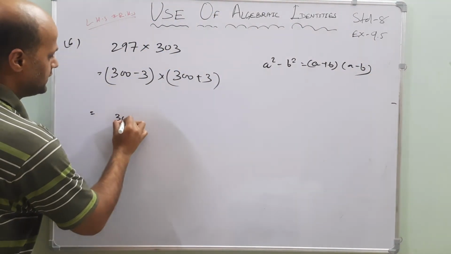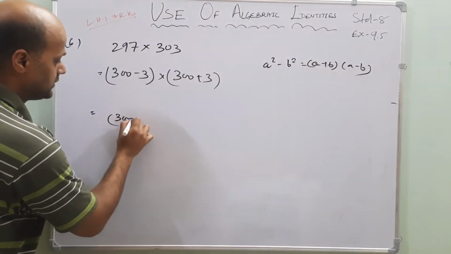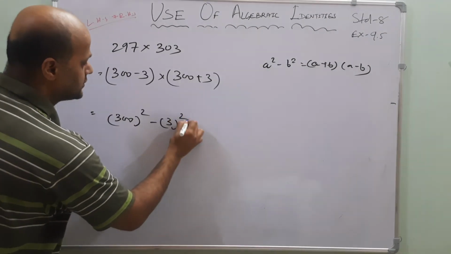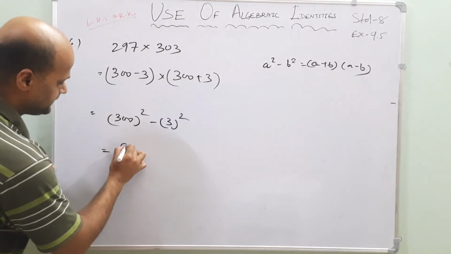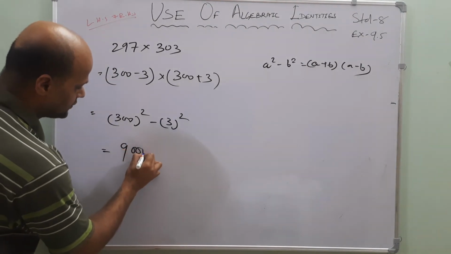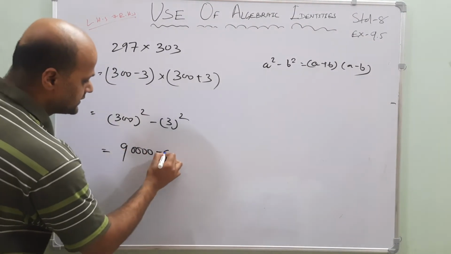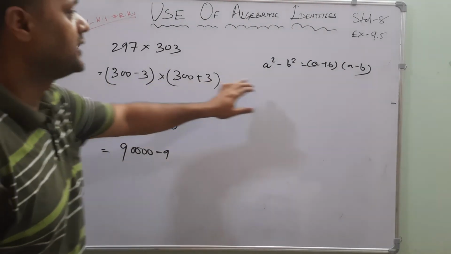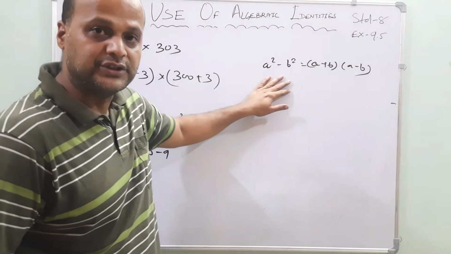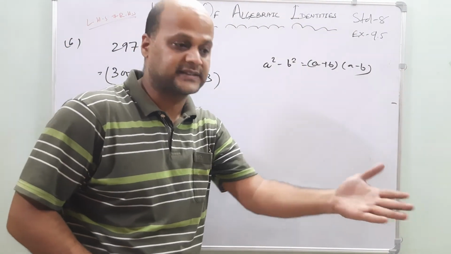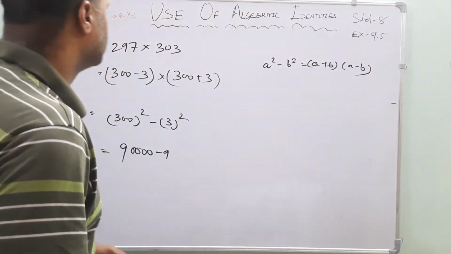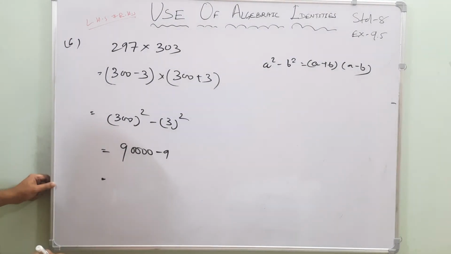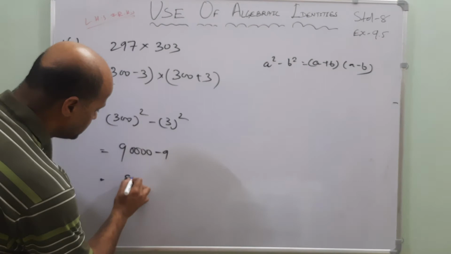So, right here 300 square minus 3 square. How much is it? 90,000 minus 9. Yes or no? A plus B into A minus B is A square minus B square. We have already discussed this one in the 7th number question. Okay? So, what is the answer? Who will tell me?